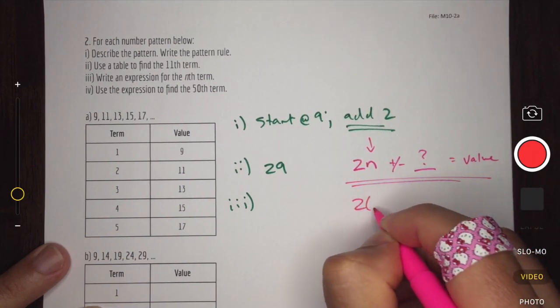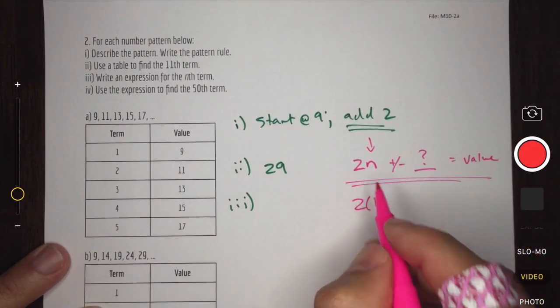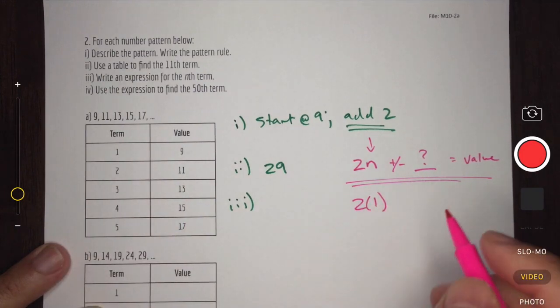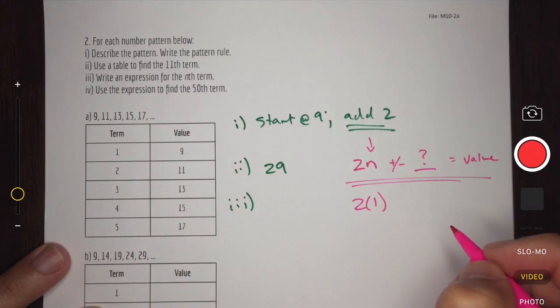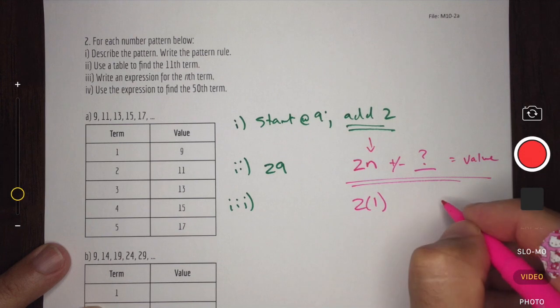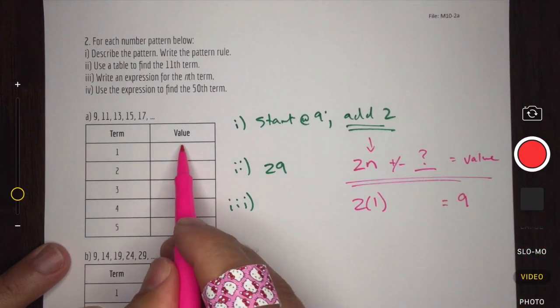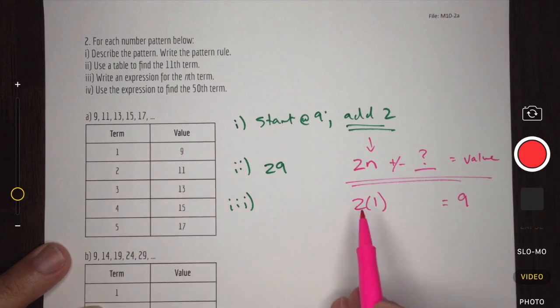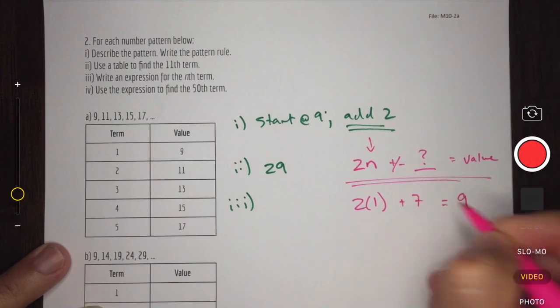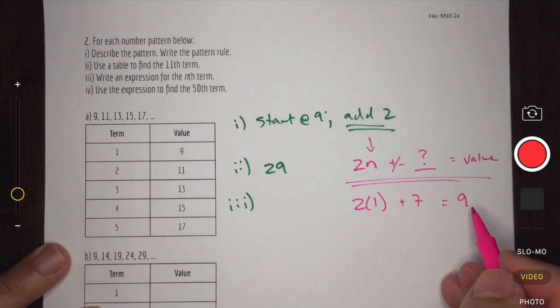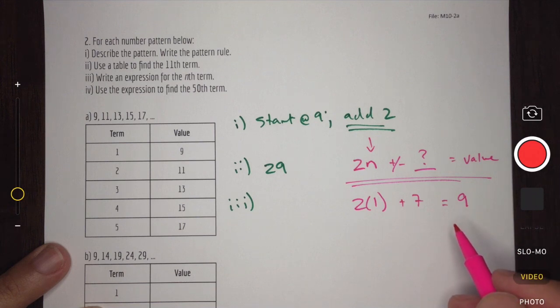So if we had 2n, and then we replace the n with term number 1, or a 1, what do we have to add or subtract to that in order to get a value of 9? Because our value is larger than what we're going to have here, because this is just going to equal 2, we can think, oh, I'd have to add 7 to that in order to get me to 9.